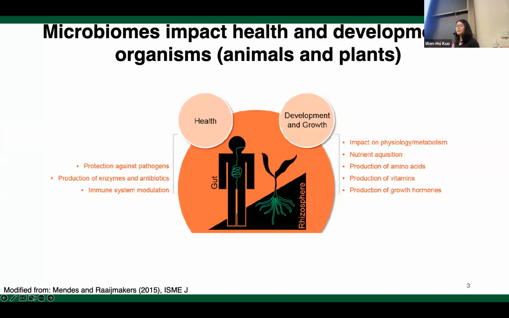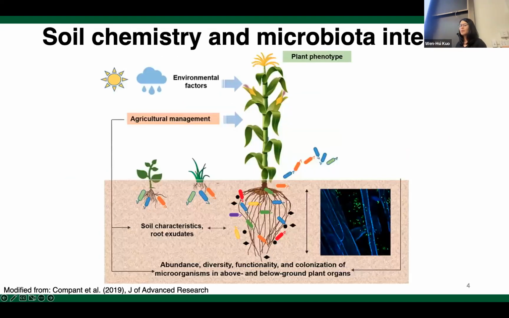For instance, microbiomes can help protect against pathogens and help acquire nutrients. And when studying a plant's microbiome, we can see that environmental factors such as soil chemistry can interact with microbiota, which can impact a plant's growth and health. And by studying a plant's microbiome, we can utilize that knowledge and develop applications for agricultural purposes. For instance, we can use microbes to protect plants from pests and to help promote plant growth.